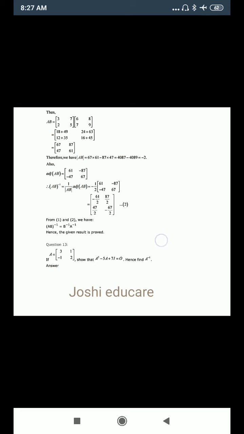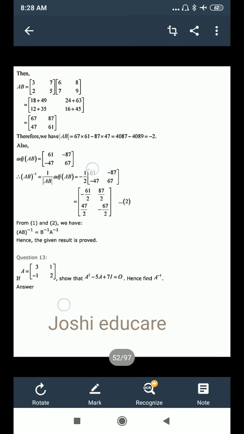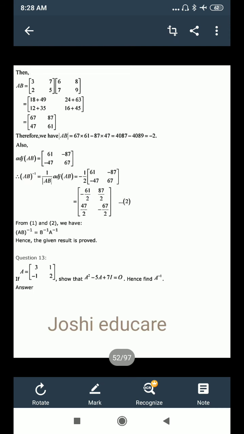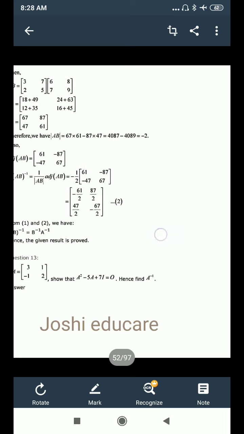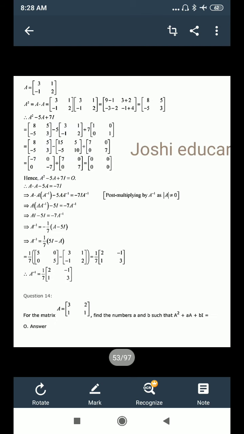Okay, so now you see question number 13. In this it is given that A square minus 5A plus 7I equals O. Such type of questions you have already done. You will find A square, that is A into A, and from that you will subtract 5A and add 7I. In the previous exercise we have done a similar type of question, so I will not take a lot of time in this. So first we will calculate A square.